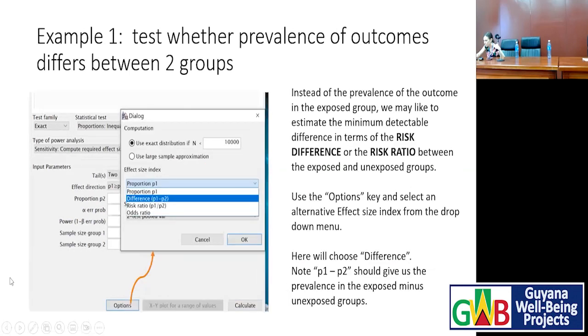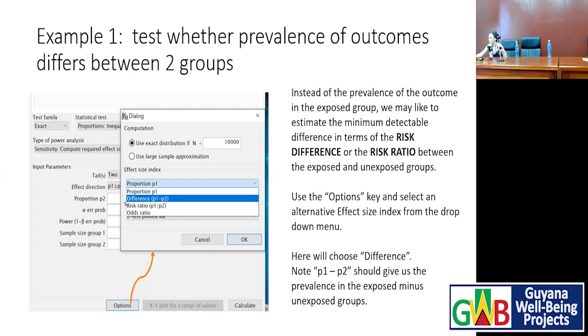Okay, so here I wanted to show you that we just calculated the prevalence of outcome in the exposed group at which we could detect this difference. But maybe instead of calculating that prevalence, we want to calculate a different quantity. We could calculate either a risk difference or a risk ratio between the exposed and unexposed group.